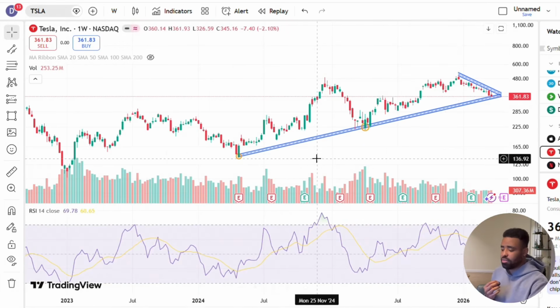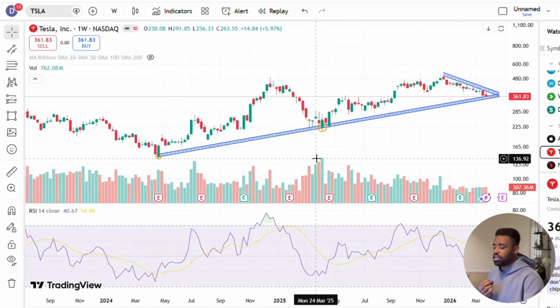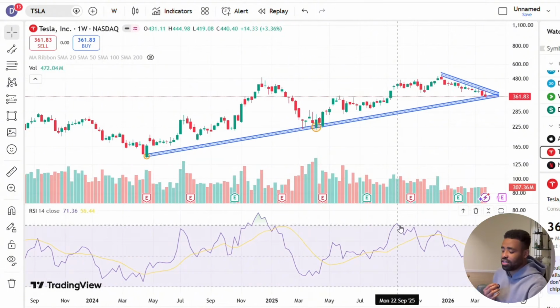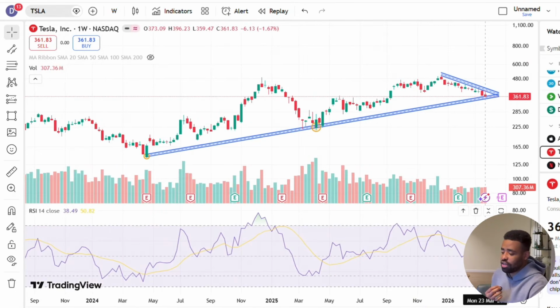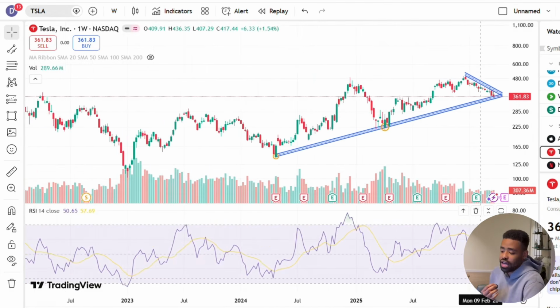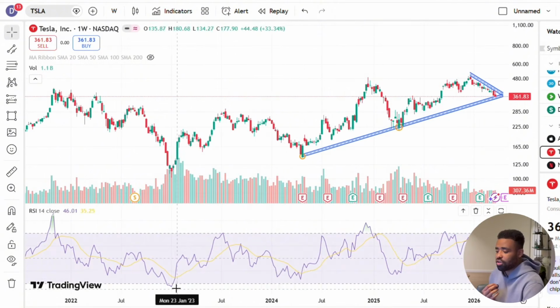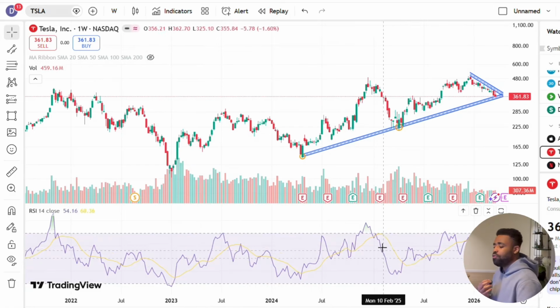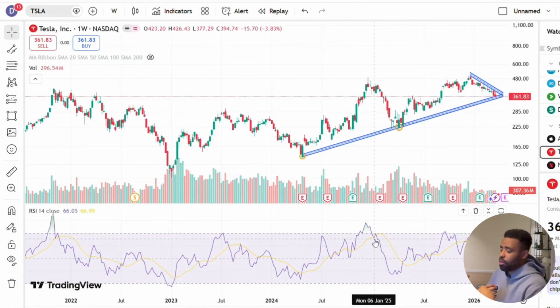RSI measures momentum, and it pretty much tells you how strong recent price movement has been compared to recent weakness. And it moves from 0 to 100. So typically above 70 is considered overbought, and below 30 is considered oversold. But obviously there's a catch to that. Overbought does not automatically mean price has to come down, and oversold does not automatically mean price has to bounce. In a strong uptrend, RSI can stay elevated for a long time. And in a strong downtrend, RSI can stay weak for a long time. So if you blindly just short every overbought or buy every oversold reading, you're gonna get smoked.